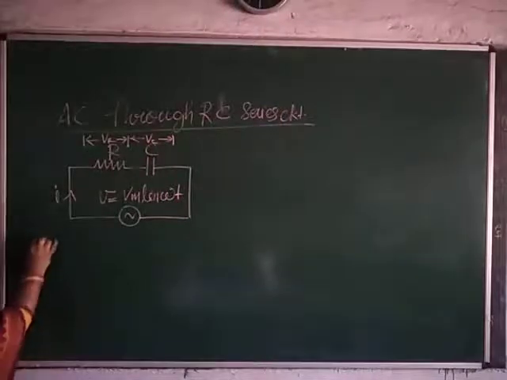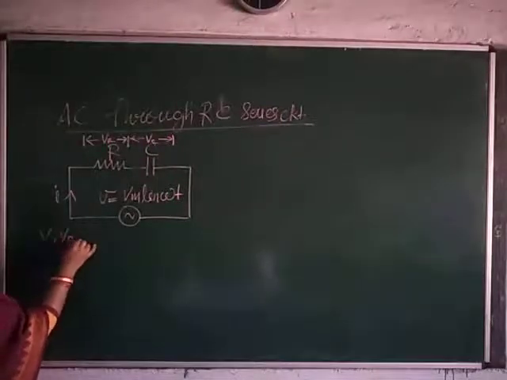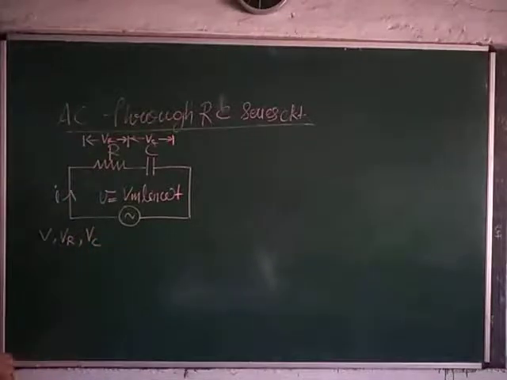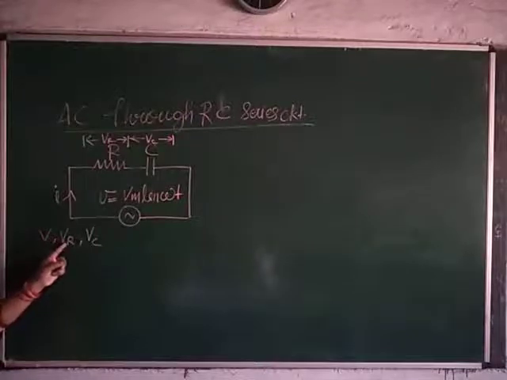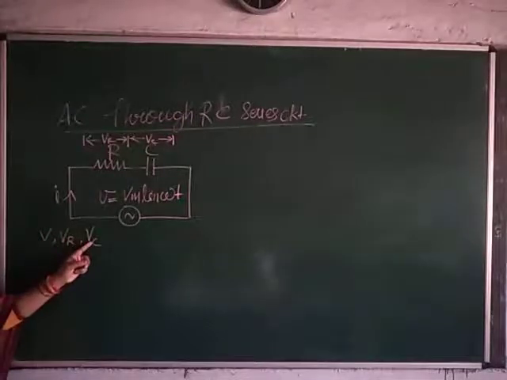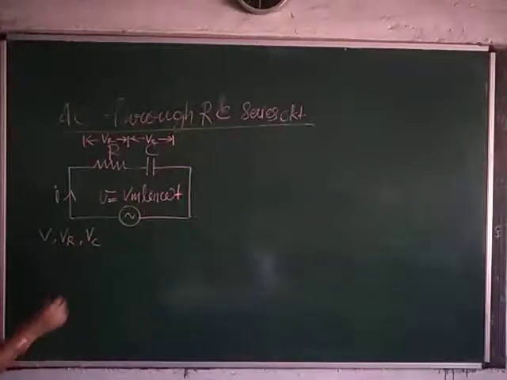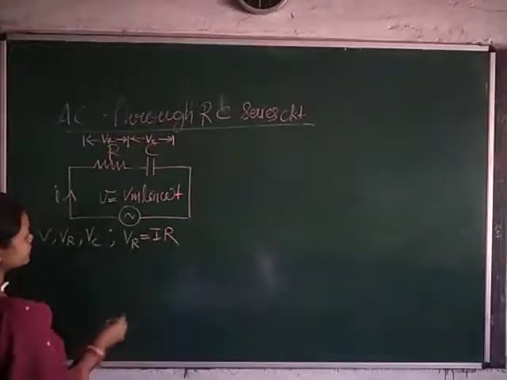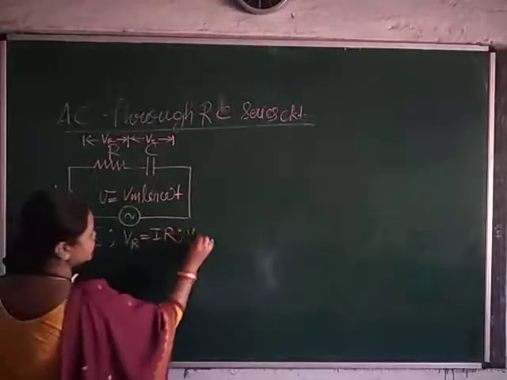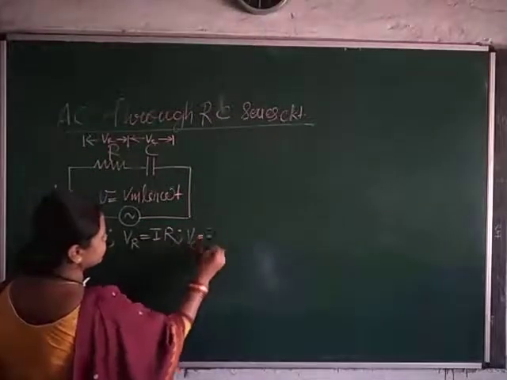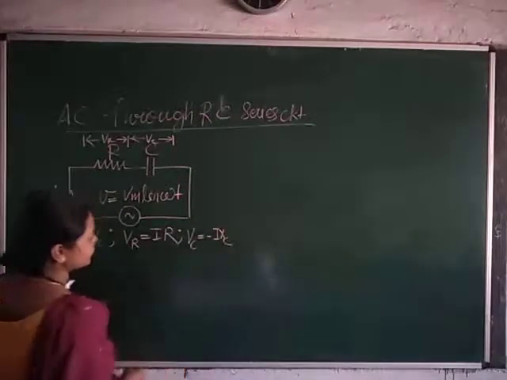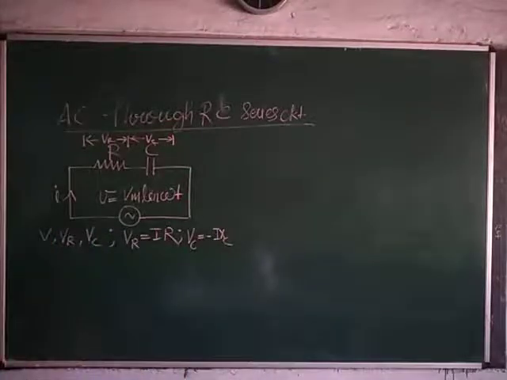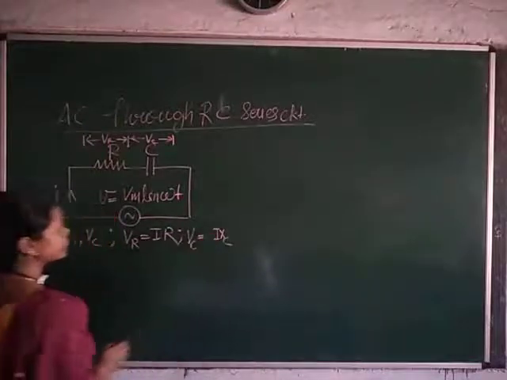Now let capital V, capital VR and capital Vc be the RMS values of voltage. This is the supply voltage, the RMS value of voltage across the resistor, and the RMS value of voltage across the capacitor. Here VR is I into resistance, and Vc is minus I into Xc. You take I into Xc.